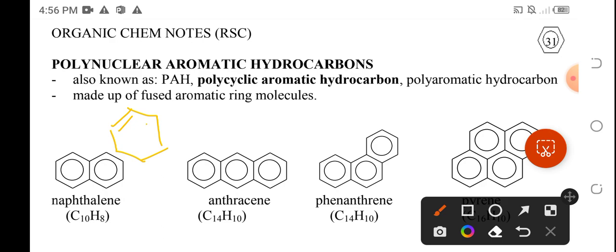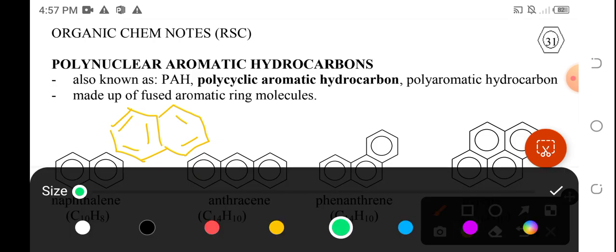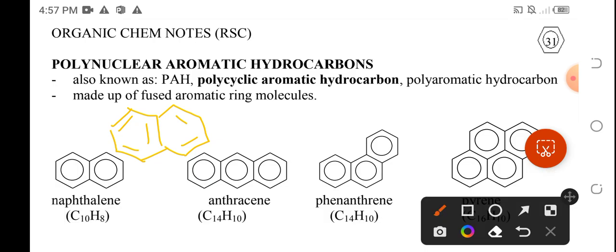Okay, so ito yung unang benzene ring and then yung ating second benzene ring. Okay, so remember that the double bond should be alternating. Okay, so if we're going to count, this is the first carbon atom. So we have 2, 3, 4, 5, 6, 7, 8, 9, 10. Okay, so 10. Kaya nga C10 ang kanyang molecular formula.